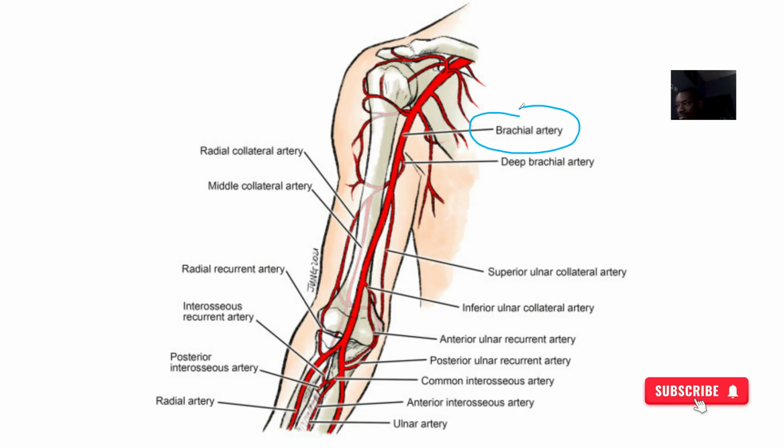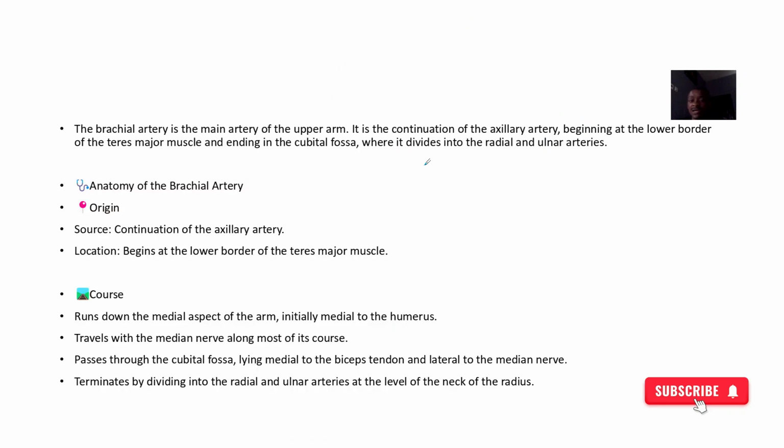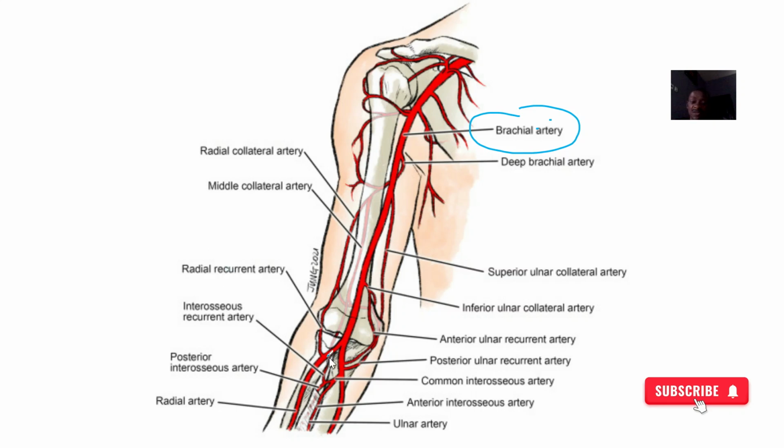It's a very prominent artery in the upper limb, and it gives rise to other arteries. For the brachial artery, you should know that it's one of the main arteries of the upper arm. It's a continuation of the axillary artery, and it begins at the lower border of the teres major muscle, and it ends in the cubital fossa. In the cubital fossa, it gives rise to two branches: the radial artery and the, I think this should be the ulnar artery.